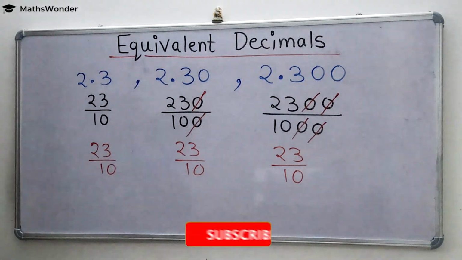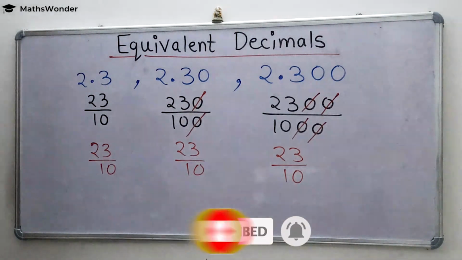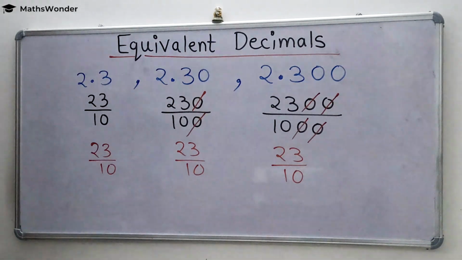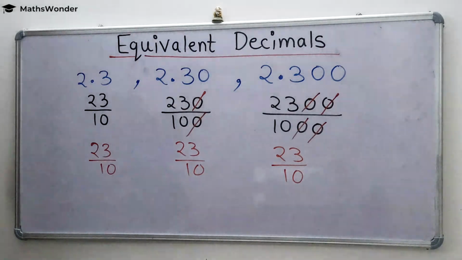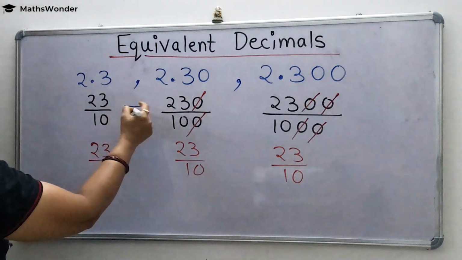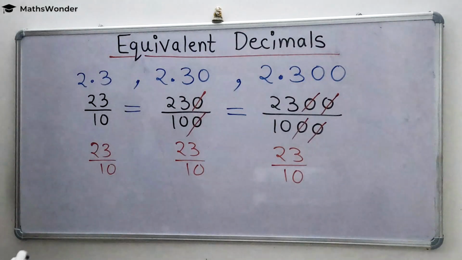So the concept is that suffixing any extra 0 at the end of a decimal number does not change its value. 2.3 is the same as 2.30. It's the same as 2.300. Even if you add more 0s, again it's the same. Understood? So easily you can find the equivalent decimals here. When you compare them, you will get it.